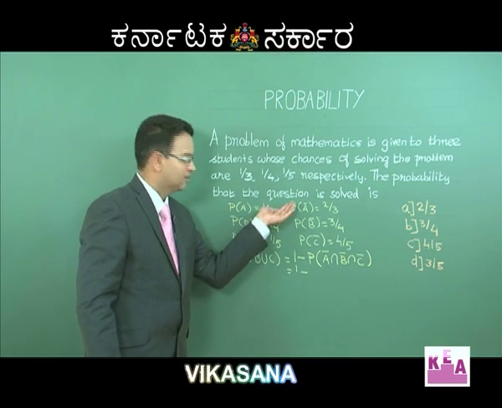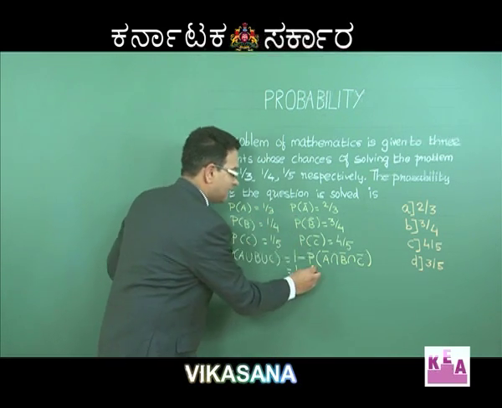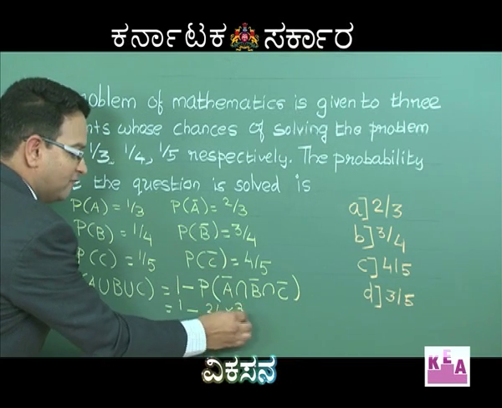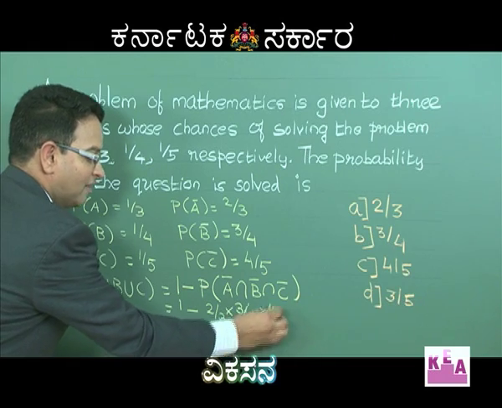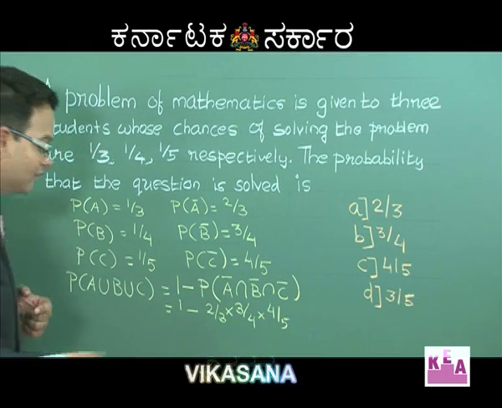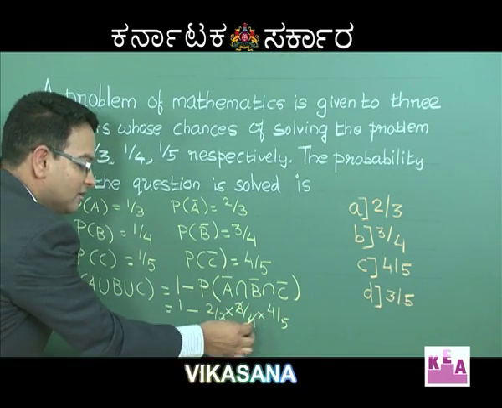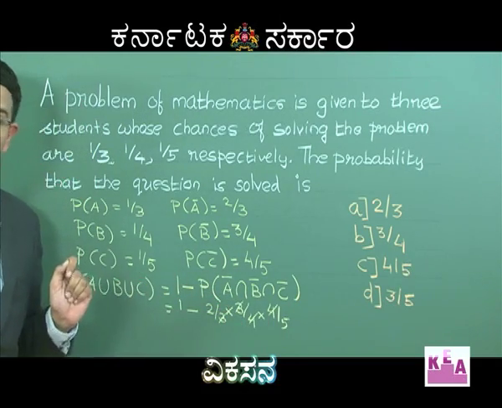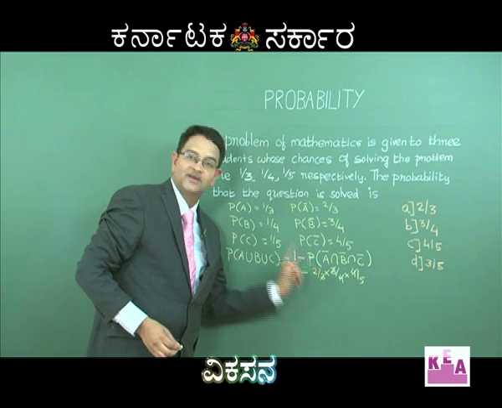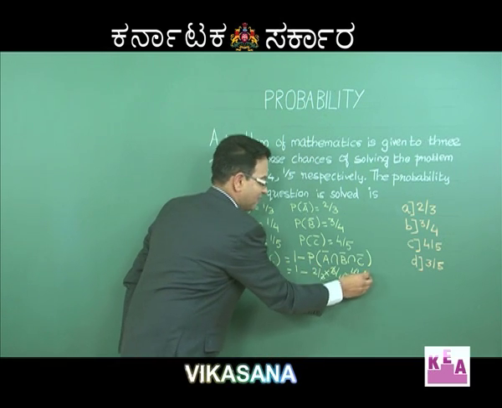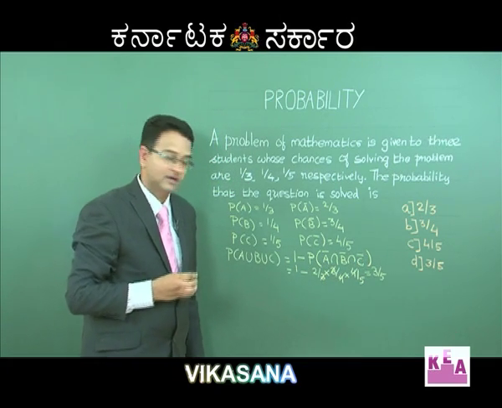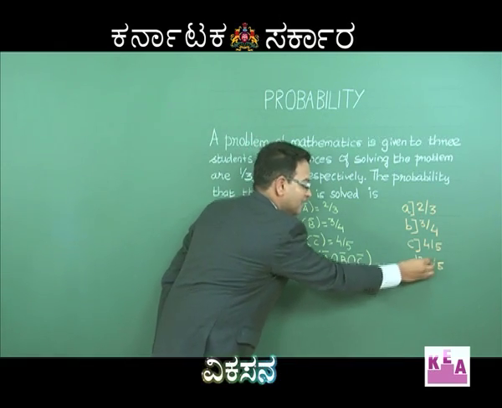We have already computed those values, so it's going to be nothing but P of A bar, which is 2 by 3, P of B bar, which is 3 by 4, P of C bar, which is 4 by 5. You can see that all these things cancel here, 3 and 3 cancel, 4 and 4 cancel, we get 2 divided by 5. 1 minus 2 divided by 5 is the right answer, which is 3 divided by 5. So the right option for this question is the fourth one, which is 3 by 5.